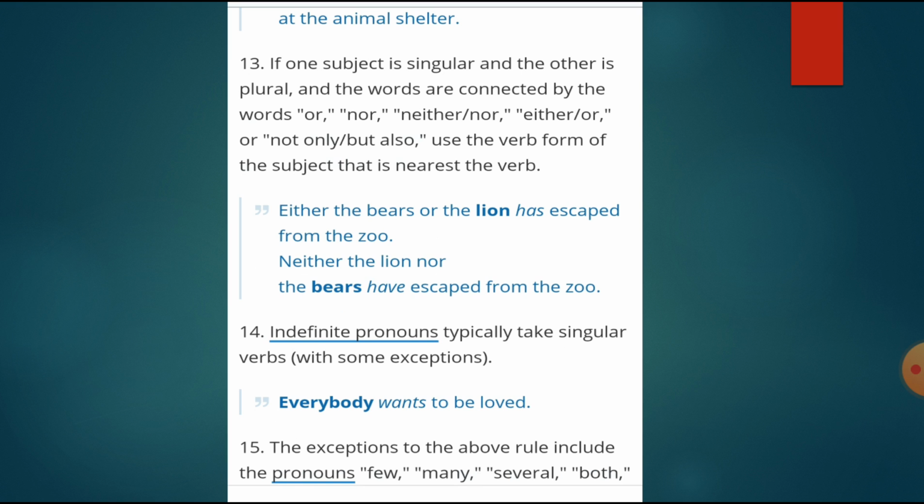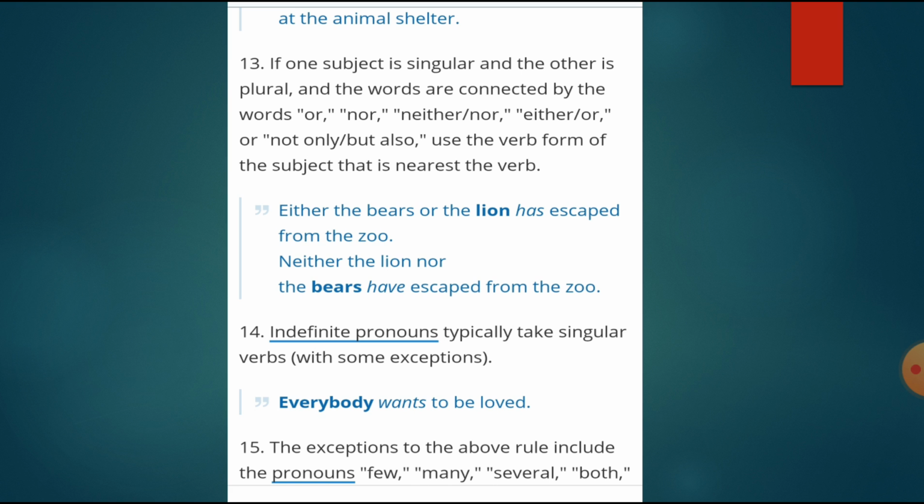If one subject is singular and the other is plural and the words are connected by or, nor, neither...nor, either...or, or not only...but also, use the verb form of the subject that is nearest the verb. This is a very important rule. You should keep in mind the technicality that lies over here.